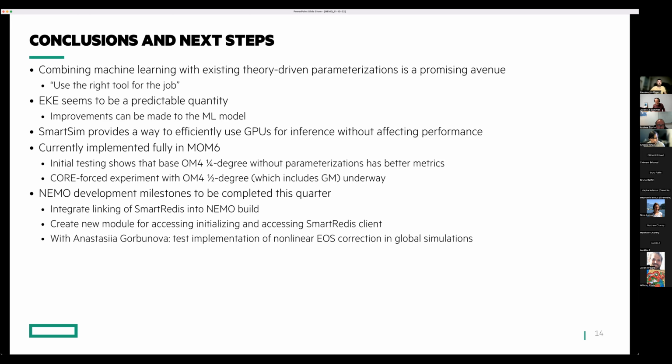And then ongoing, we've been talking with Anastasia, who I think mentioned in her intro a couple meetings ago that she's working on a machine learning model to do these nonlinear EOS corrections. I think that's what I'm at least targeting to be the first demonstrator of SmartSim and online inference for NEMO. So with that, we'll close out and take any questions.